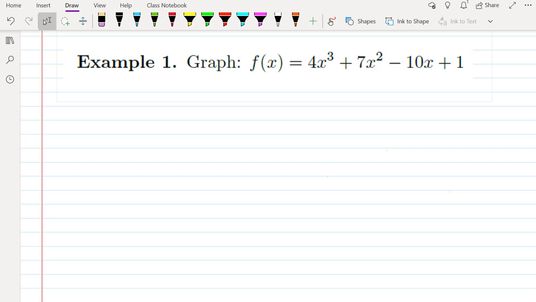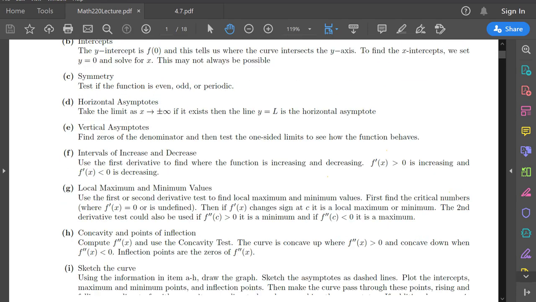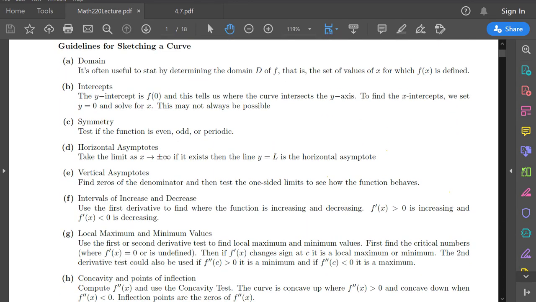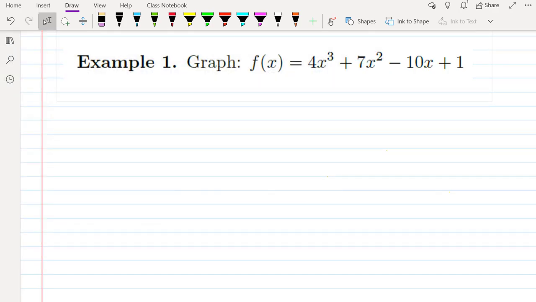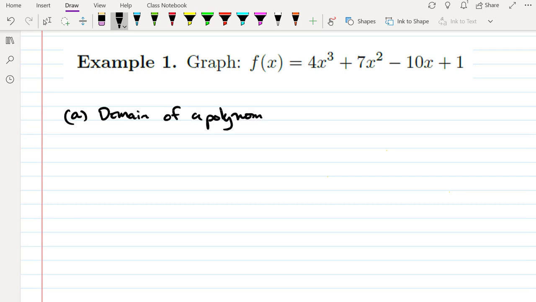So the first thing on our giant list of stuff is we want to find its domain. So our function f of x is a polynomial, so its domain is going to be all real numbers. So the domain of a polynomial is all real numbers.